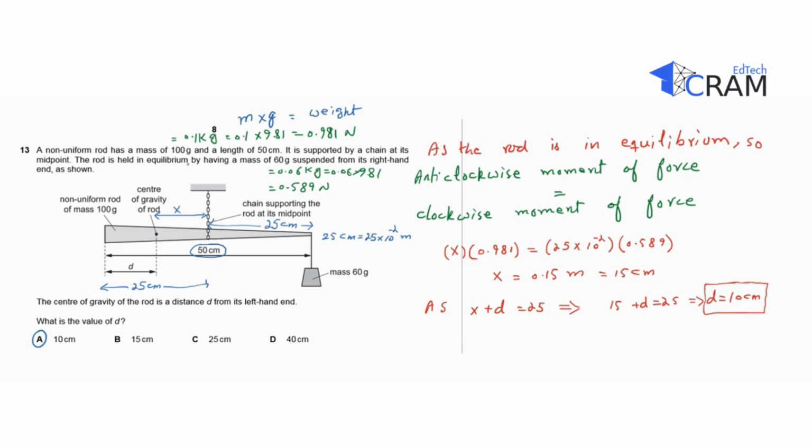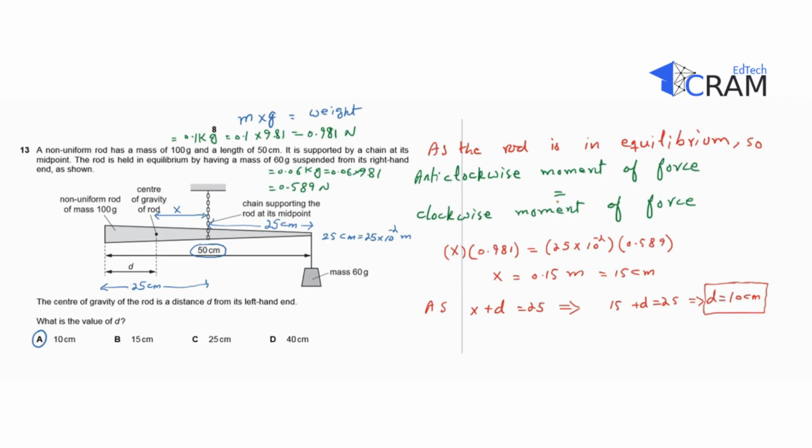The rod is held in equilibrium by having a mass of 60 grams suspended from its right hand end. I did the same thing. I am going to convert this 60 gram into kg, which will be 0.06 kilogram by dividing it by 1000, and multiply it with g, 9.81. It is converted to Newton, which is weight, 0.589 Newton. Students, you can see what I did: I converted both of the masses into forces because I'm going to apply the moment of force condition, the second condition of equilibrium, which says the anti-clockwise moment of force is equal to the clockwise moment of force.